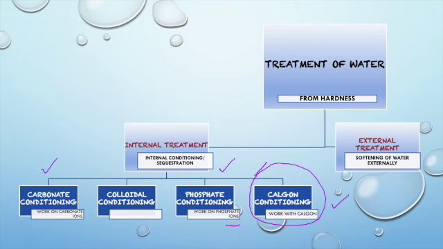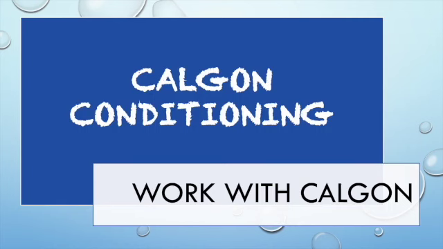So let's proceed further. Let's see what Calgon conditioning is and what it involves. What chemical do we select here to help us prevent the formation of scale? For Calgon conditioning we take Calgon. The commercial name of this substance is Calgon, but chemically it is called sodium hexametaphosphate. So we take the help of sodium hexametaphosphate, also known as Calgon commercially.